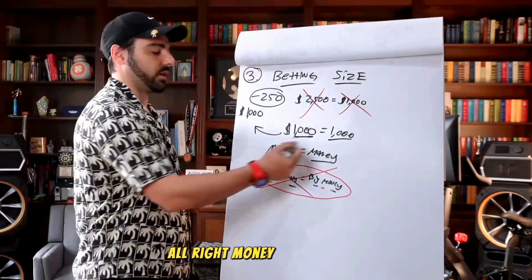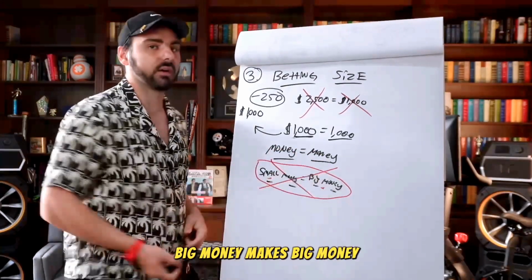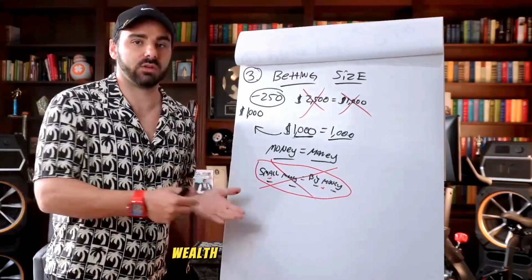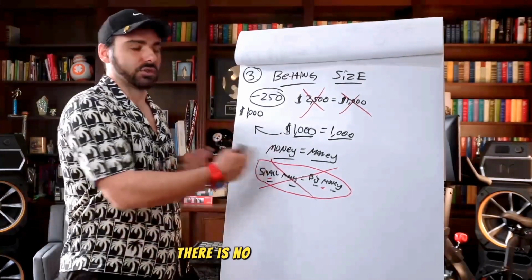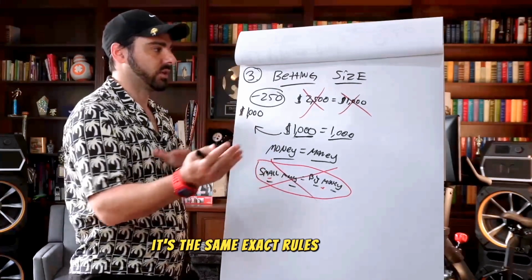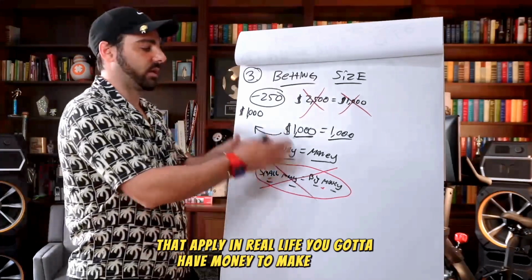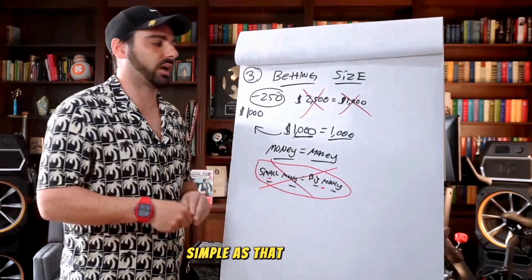All right? Money makes money. So small money makes small money. Big money makes big money. It's just the way that it goes. It goes like that in life as well. Wealth creates more wealth. That's just the way the rules are. The same exact rules apply to sports betting that apply in real life. You got to have money to make money. If you don't have any money, you're not going to make any money. Simple as that.